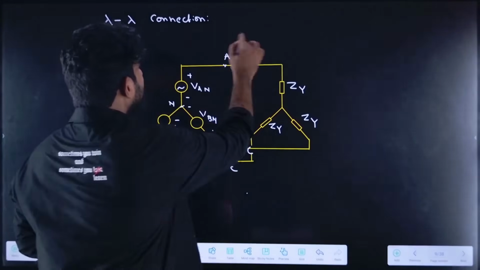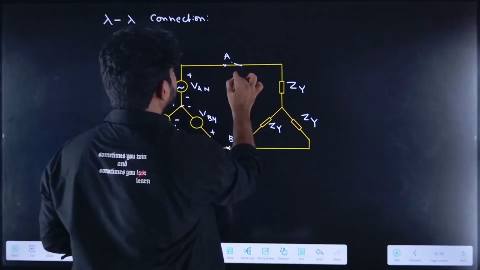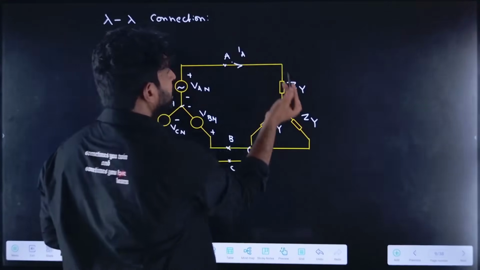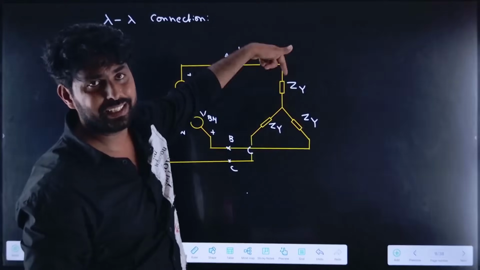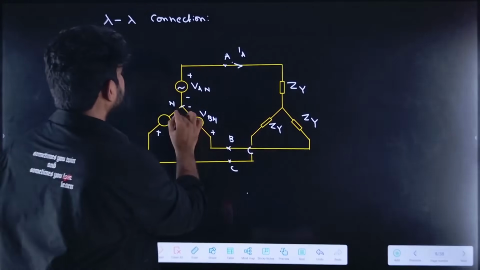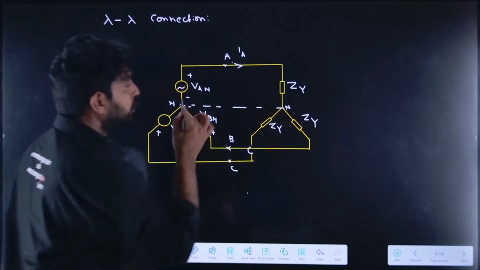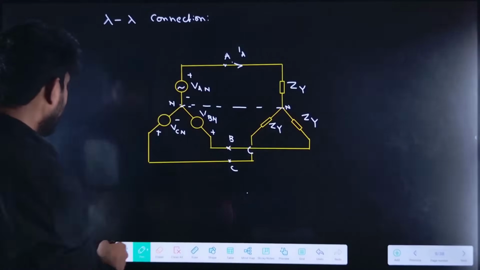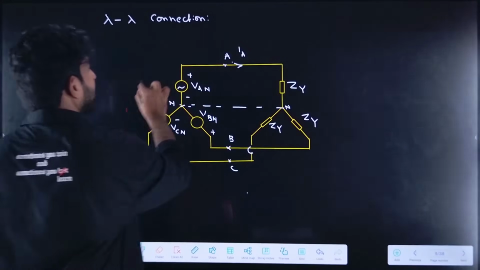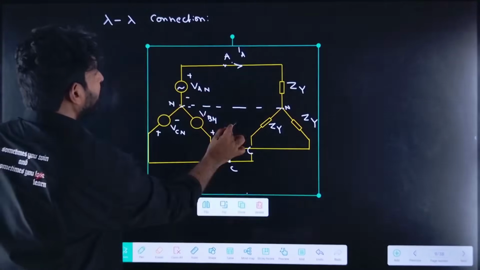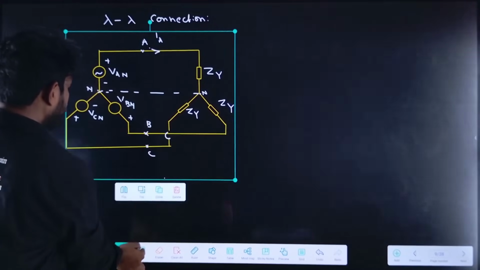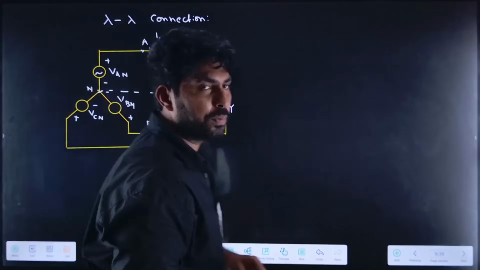So now if I find the line current IA, it is equal to the phase current. If I connect the common terminals, which is the neutral terminal, it would be like this. Now let us analyze this circuit. How can we find the currents if the problem statement is like this?